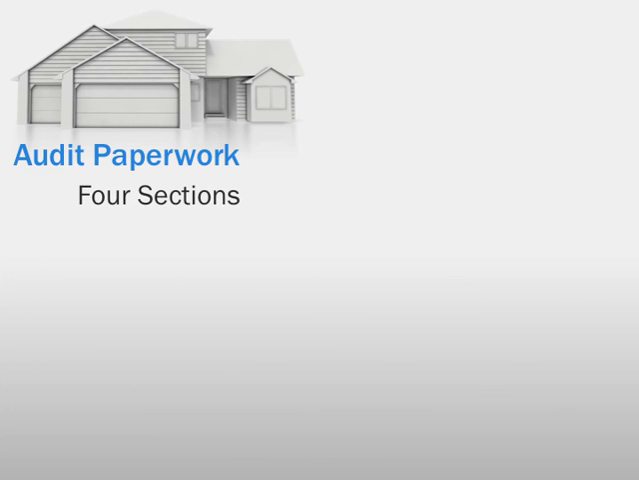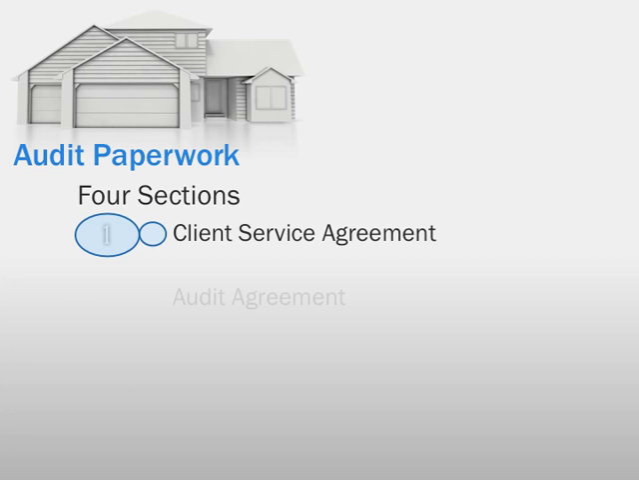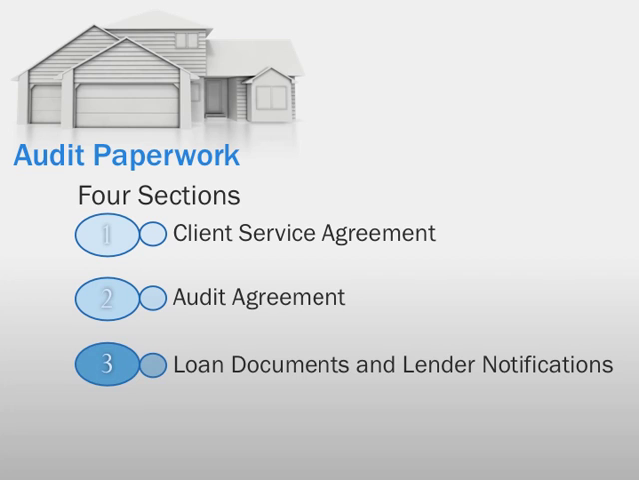And there are 4 sections that we're going to discuss. First is going to be the client service agreement. Then we have the audit agreement. And then the loan documents and lender notifications, along with legal and court documents.